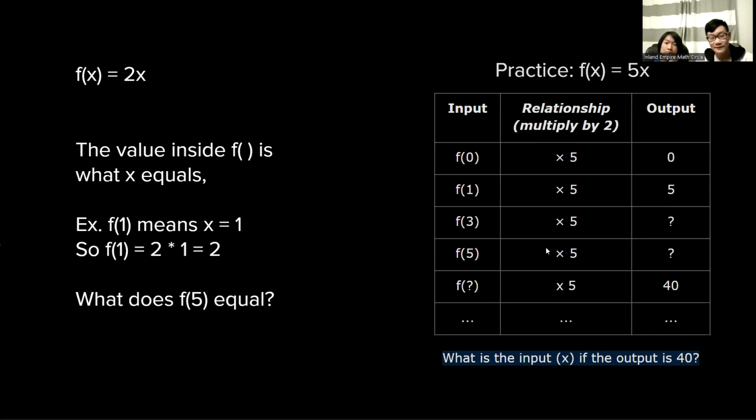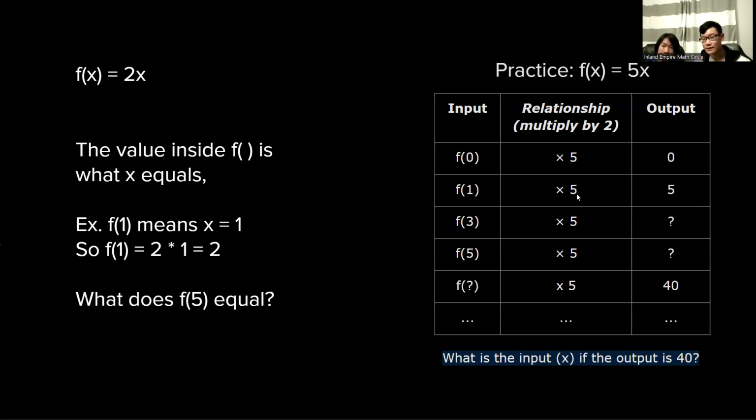So the value inside f is what x equals. So for example, if we had f of 1, that would be plugging in 1 into x. So what we would get for the output is 2 times 1, which equals 2. So if we try it out on this table on the right here, we have a bunch of values here. And first of all, you see that f of 0 equals 0, because if we plug in 0 for x, it would be 2 times 0, which still equals 0.